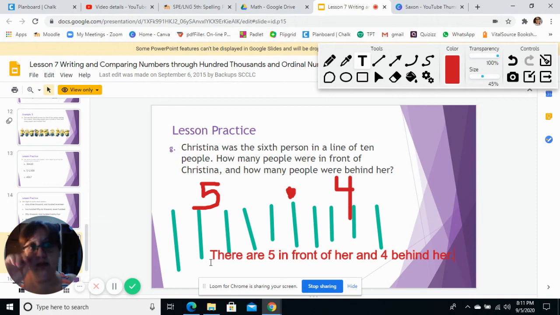So just because we're doing math does not mean we don't need to write sentences. Sometimes we need to write out our sentences so that it makes sense. Because if I just saw this drawing, I wouldn't know what it was. Okay, so you need to write out your answer.